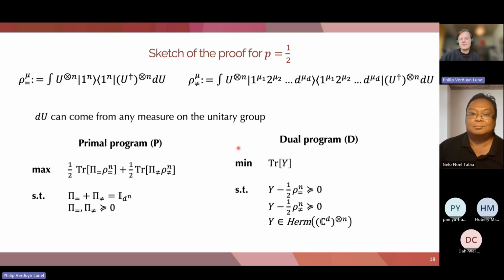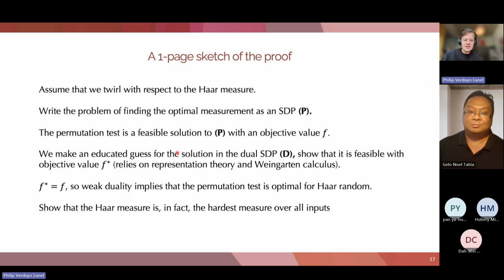Yes, so we do that. I didn't go into it too much, but we show that this higher measure is the hardest measure, and the permutation test is still optimal over the higher measure. So if your unitary would be over some different measure, you can just do the higher measure, then do the permutation test, and it doesn't matter for the success probability.